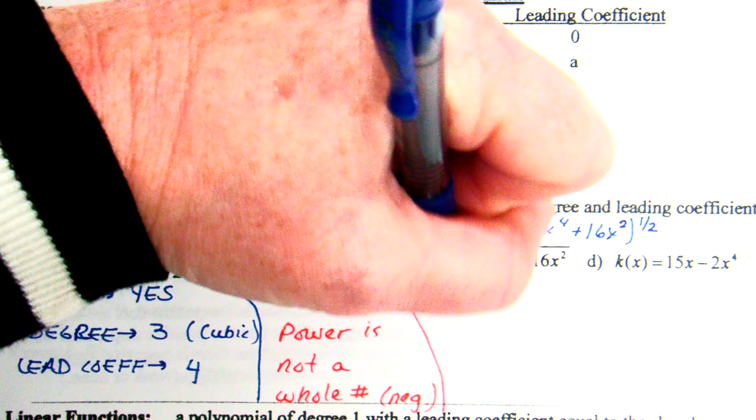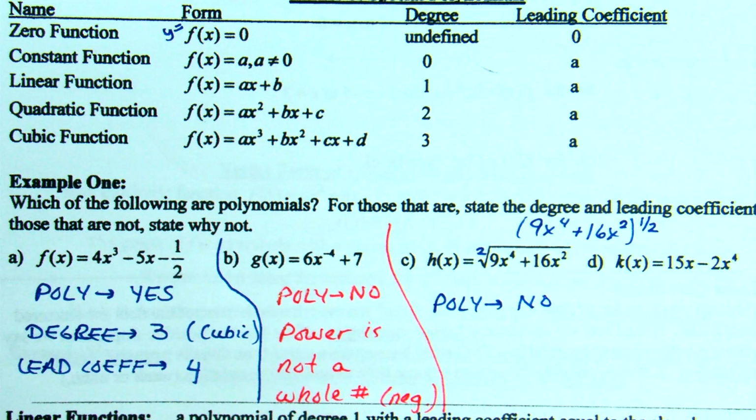So, polynomial? No, it's not a polynomial. And essentially it all comes down to the square root, doesn't it? Overall, you can talk about how the power is not a whole number, okay? Because remember, our powers have to be whole numbers, and 1/2 is not a whole number. So essentially, it's part of the power issue.